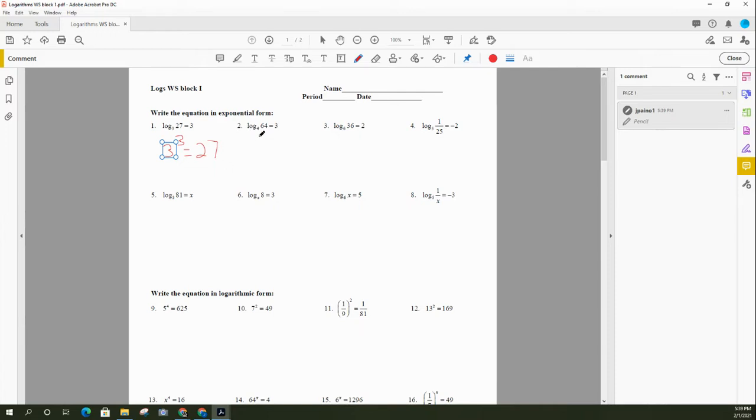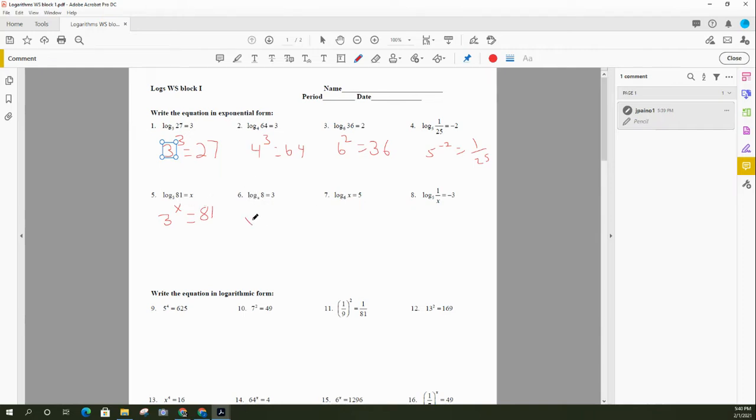Okay, so we have 4 to the third equals 64. We have 6 to the second equals 36. We have 5 to the negative second equals 1 over 25. We have 3 to the x equals 81. Now, if we were solving, that would be 4. 3 to the fourth is 81. We're not solving, we're just rewriting.